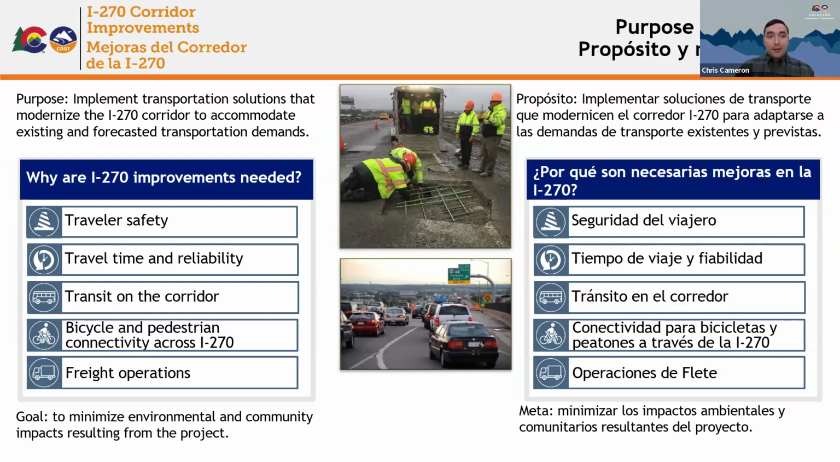The purpose of the I-270 Corridor Improvements Project is to implement transportation solutions that modernize the corridor and accommodate existing and forecasted transportation demands. We have 5 primary needs for the project: improving traveler safety, travel time and reliability, transit on the corridor, bicycle and pedestrian connectivity across I-270, and freight operations. Working with stakeholders and other agencies, the project has a defined goal to minimize environmental and community impacts resulting from the project.